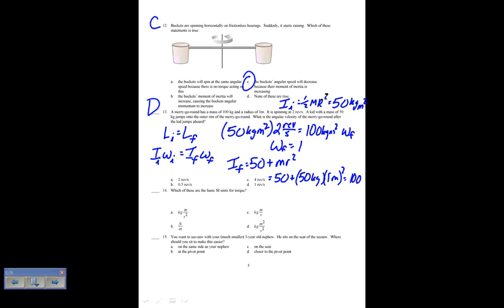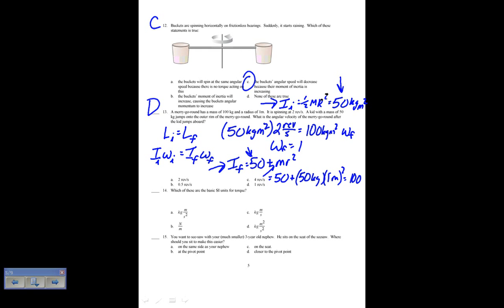That's D. Just recap here. Omega initial, that's just the merry-go-round with no kid on it. And omega final, or I final rather, is the merry-go-round with a kid on it. So this is the merry-go-round. That's what we found for I initial. And then this is the moment of inertia of a discrete particle, which in this case happens to be a kid, of a mass 50 kilograms at a distance of 1 meter.